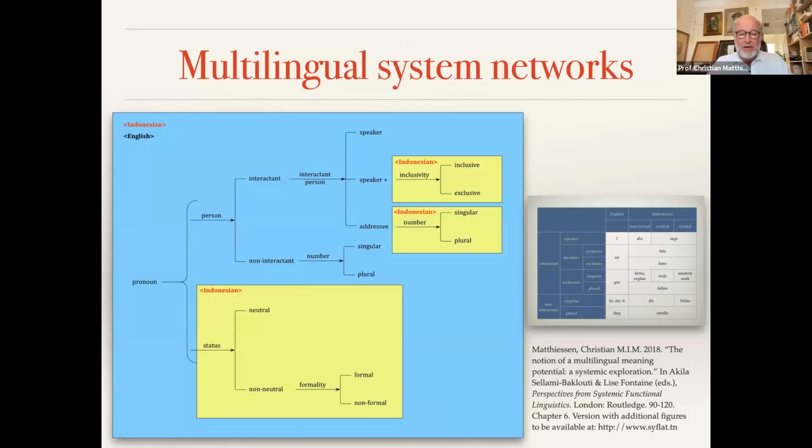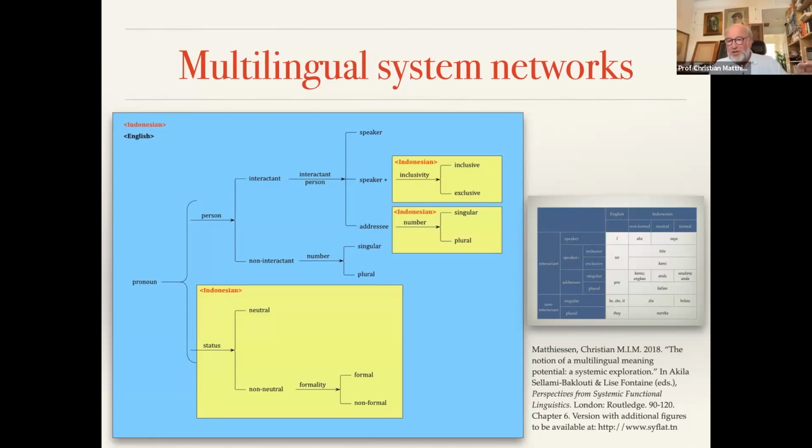So what you can see very quickly when you examine this is they share the person system, but with some differences in delicacy as far as Indonesian is concerned. For example, if it's speaker plus others, Indonesian has an inclusivity system: inclusive, exclusive, right? Inclusive we, exclusive we, we're familiar with that. But even more interestingly, perhaps, Indonesian opens up a whole new vector of choice.